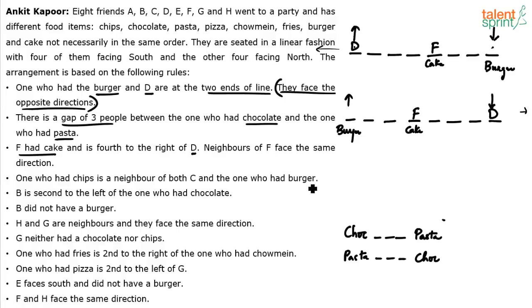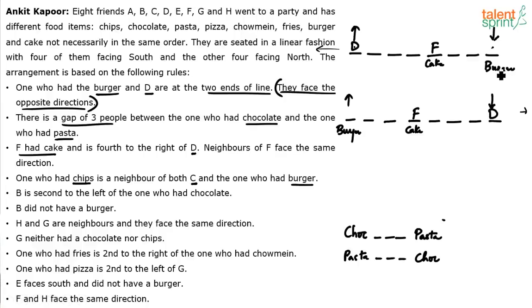Important again. Why is it important? Because it talks about burger, which is already placed in the arrangement. What does it say? The one who had chips is a neighbor of both C and the one who had burger. How is it possible that one person is a neighbor of 2 persons? Only when that person is in the middle of those 2 persons. For chips to be neighbor of C and burger, chips should be between C and burger.